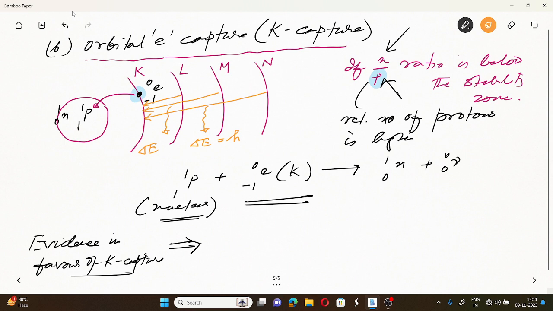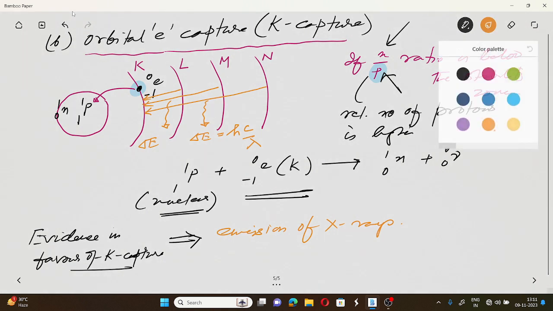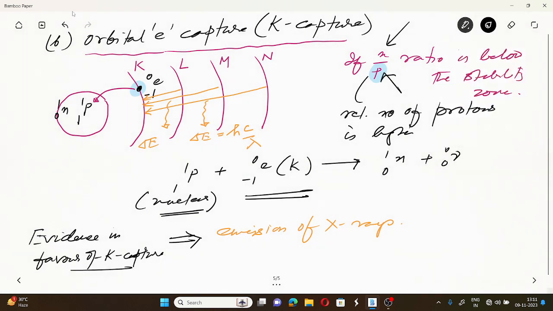And if this energy is emitted, then the corresponding hc by lambda, this wavelength lambda, it corresponds to the X-ray region. That is, you get emission of X-rays. Okay? This is an evidence in favor of electron capture. That is, some rays come out whose wavelengths are in the X-ray region. Okay? This is an evidence in favor of K electron capture, that is emission of X-rays.